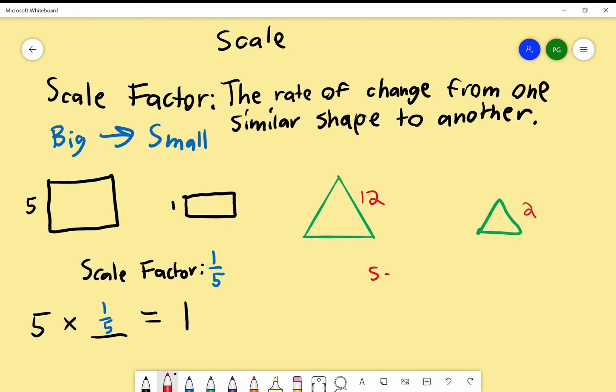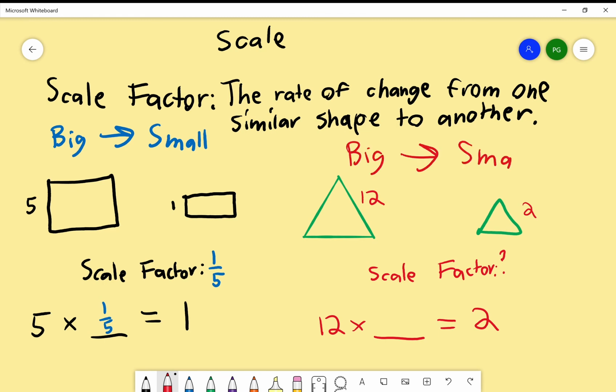Now I'm going to ask you, what's my scale factor? Now, you know that you decreased, and you know that 12 divided by 6 is what gives you 2. So you know there's going to be a 6 in there, but let's double check just to be sure. We do 12 times our scale factor equals 2. Now 12 times 6 is not 2. Oh, that's right. I'm going from big to small.